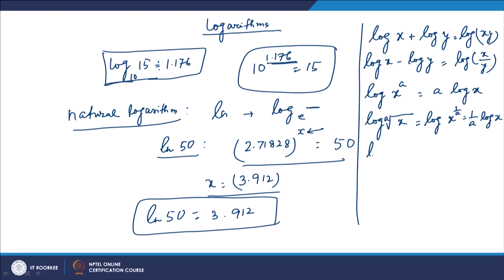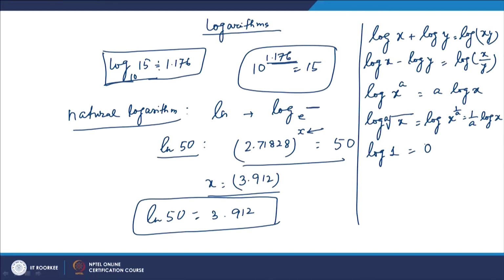Also, log 1 will always be 0, because if you take 10 as a base or e as a base, its power, when the exponent is 0, is equal to 1. So log of 1 will always be 0. Now you also have the logarithmic functions, and these are very much used in financial analysis.